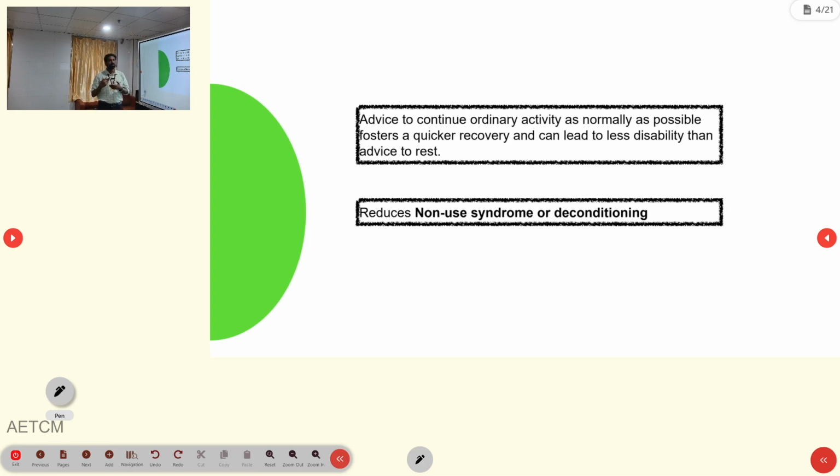If the patient is able to do an activity without stress or without any difficulty in the pain-free range of motion, that should be advised and encouraged. So it reduces non-use syndrome or deconditioning. What happens when a person goes for complete bed rest is that all the muscles that are responsible for stabilizing the spine will get deconditioned, which results in further worsening of symptoms. So at best, we should be encouraging the patient to do all the activities in the pain-free range of motion.